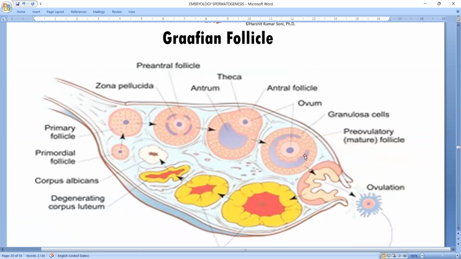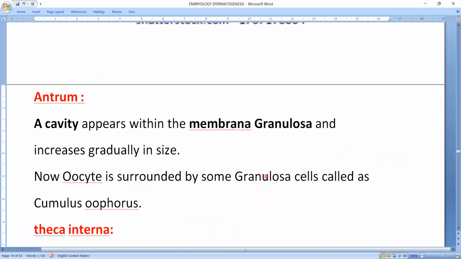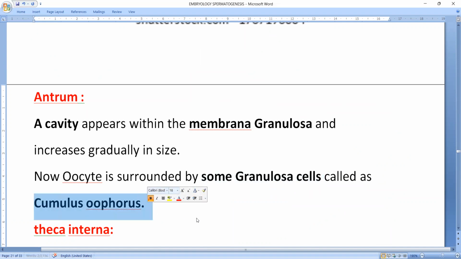So this cavity is called antrum. And then now the oocyte is surrounded by some granulosa cells. Okay, so called as cumulus oophorus.